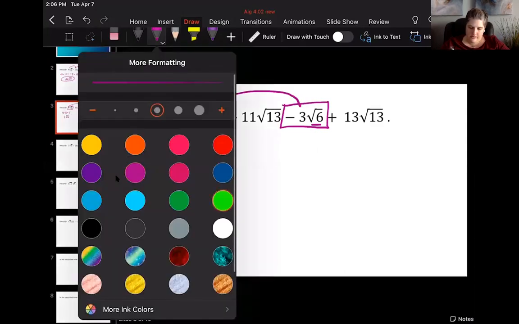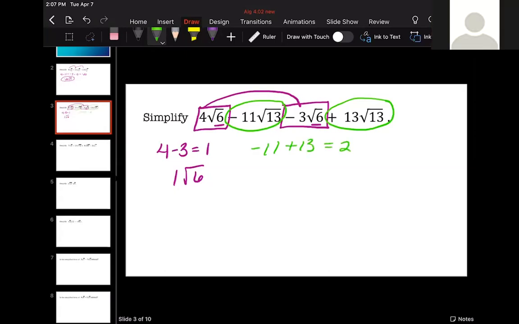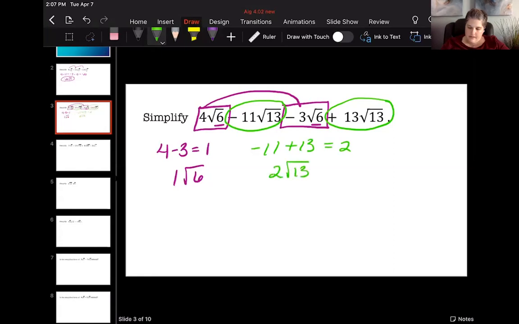And I'll change it to a different color so that you can actually see that these two will be the other two that are in common because of those 13s that are underneath. So when you add or subtract that, you get -11 plus 13, which is +2, and +2 goes in the front, and that's a 13 underneath. And because we got a +2, we're going to have a plus sign in between the answer from what we got with 1 square root of 6, and that's a +2 square root of 13, so we have a plus sign in between.